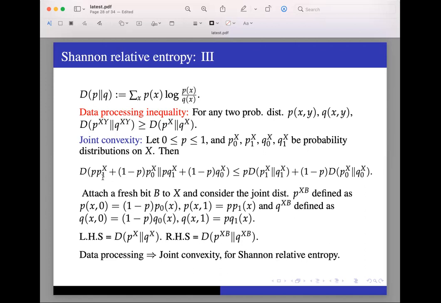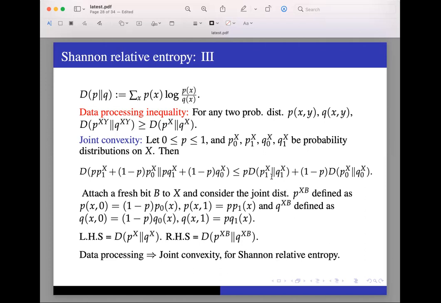So the probability vector is a convex combination of probability vectors P1 and P0. Convex combination means the coefficients are positive and add up to 1. So p plus 1 minus p equals 1. So I take the same convex combination of Q1 and Q0. And joint convexity means that whatever convex combination I take for P's, I take the same convex combination for Q's. So that is upper bounded by this expression.